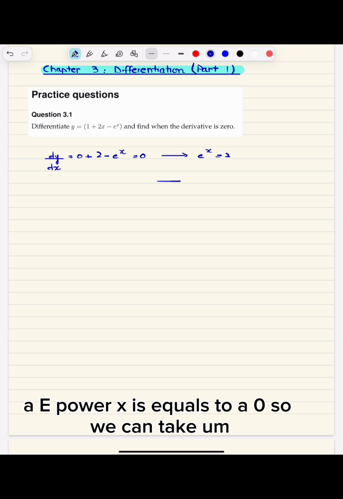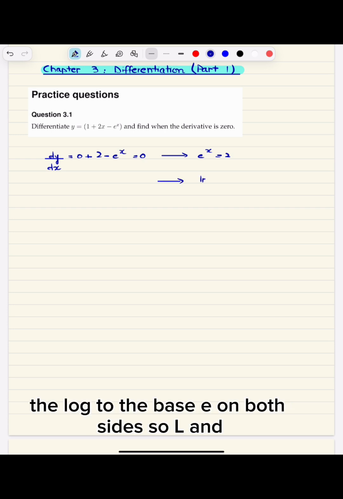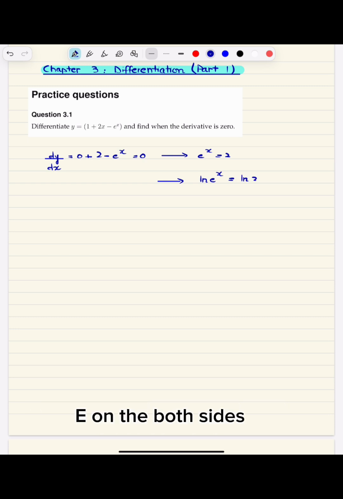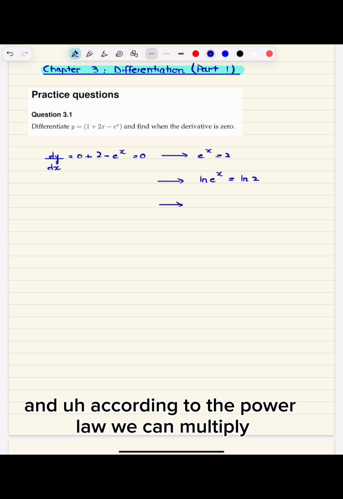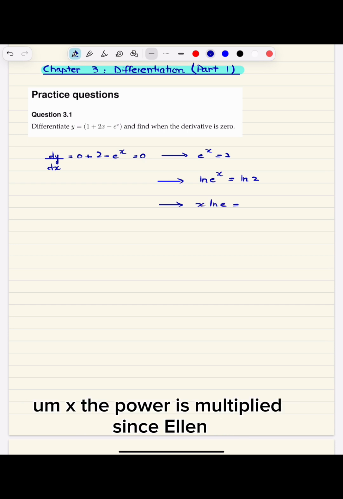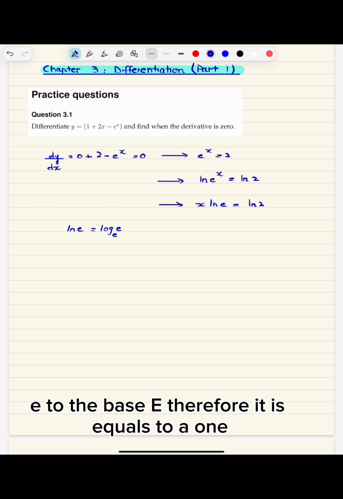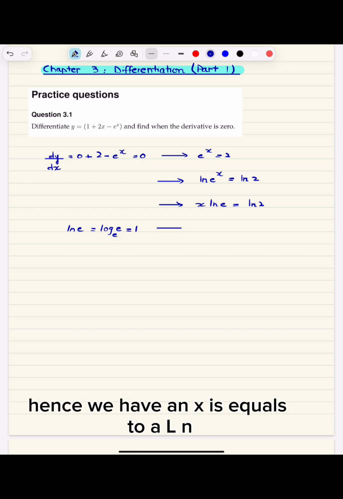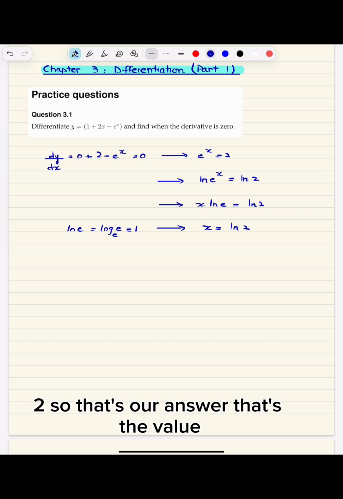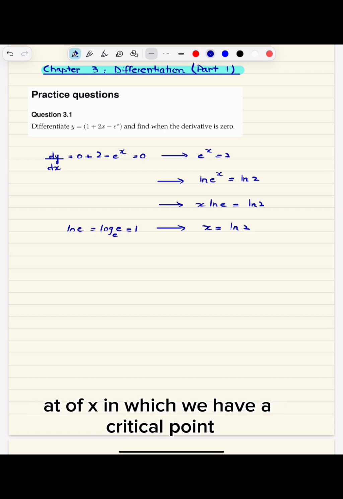So we can take the log to the base e on both sides. So ln e^x on both sides, and according to the power law we can multiply by x, the power is multiplied. Since ln e is simply log e to the base e, therefore it is equal to 1. Hence we have x = ln 2. So that's our answer. That's the value of x at which we have a critical point.